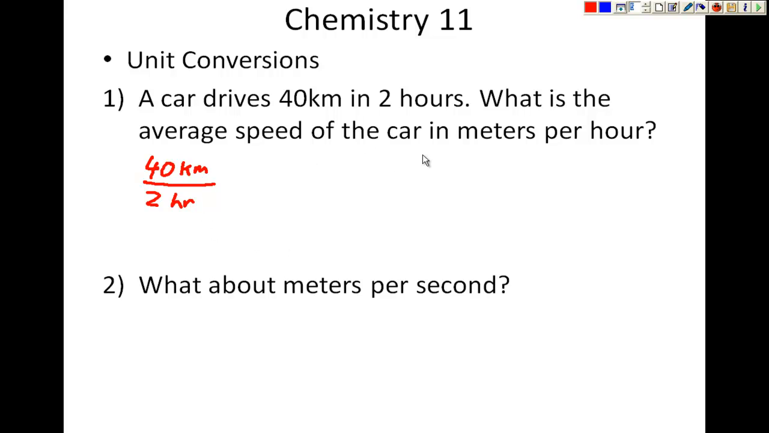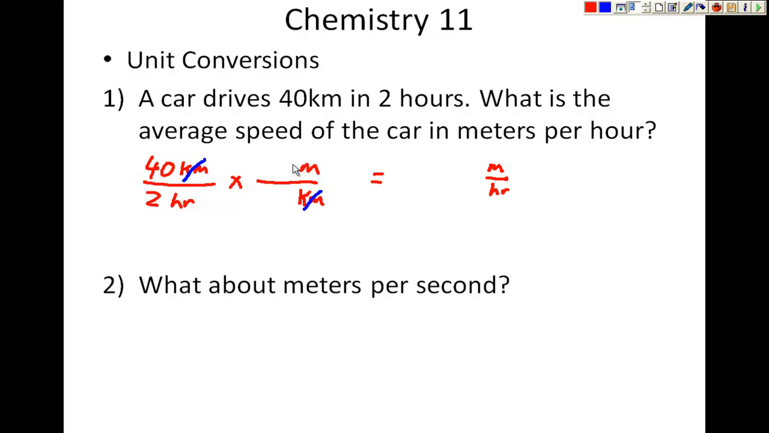Okay, so what I can do is take this and I want to change this into meters. So what I'm going to do is divide this by kilometers, and I want meters to be on top. So essentially what I want to do is have kilometers cancel out, kilometers divided by kilometers, that's going to cancel out or just be 1.